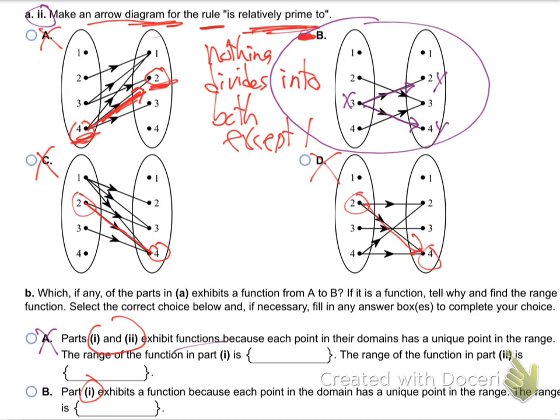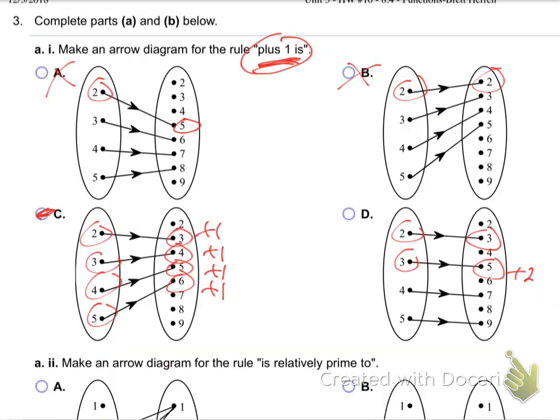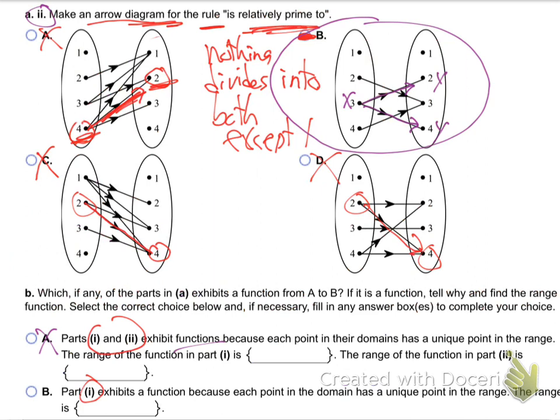Part 1 and 2 are functions? No way. Let's go back to part 1. Here's part 1. Our answer was C. Is that thing a function? Yeah, it's just one thing goes to one thing. That's a function. So part 1 exhibits a function. There's our answer.